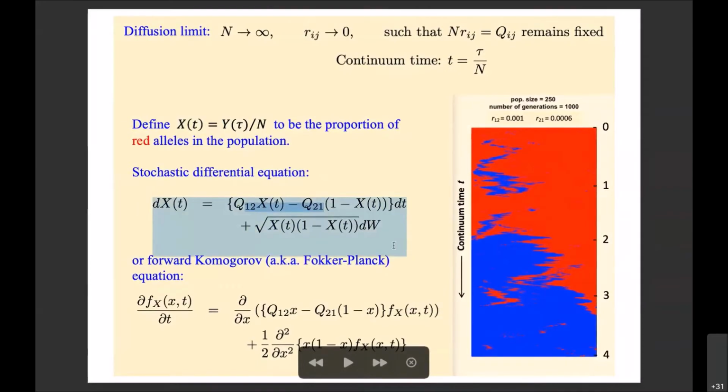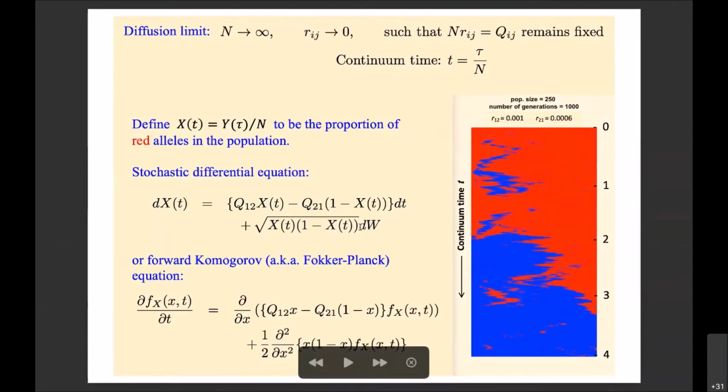It tells me, if I have an increment dt in time, what sort of increment is likely to happen for dx. There are 2 parts to the equation. The first line there is basically the driving term that pushes the mutations happening in one direction or the other. The second one is the random noise you get from genetic drift.